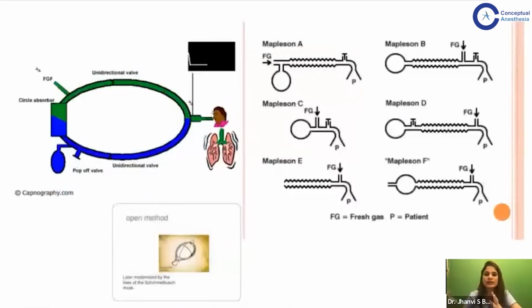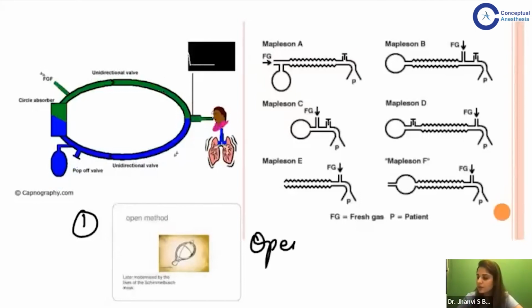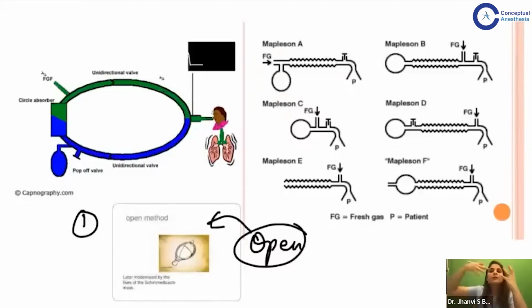Okay. Now, what are these? These are the three types of circuits that you should know for the exam. The first one, as you can see below, is the open method of anesthesia. What they used to do is just keep the mask on the patient's face, put one handkerchief, one rumal full of chloroform, and keep dropping a little chloroform on top. So this is the open method of anesthesia. In this, the patient was breathing from the environment and exhaling into the environment. He was breathing in and breathing out, all into the environment.